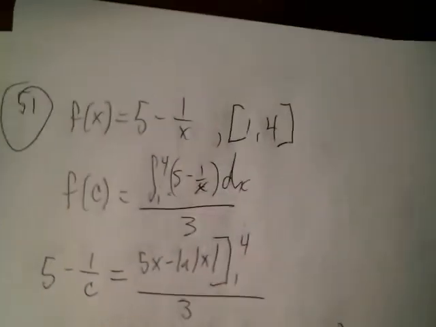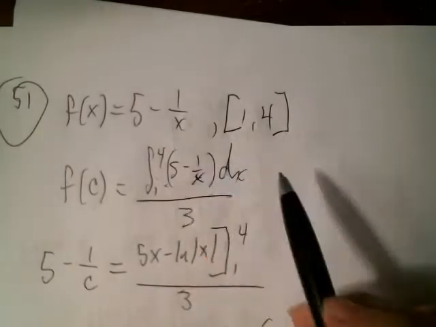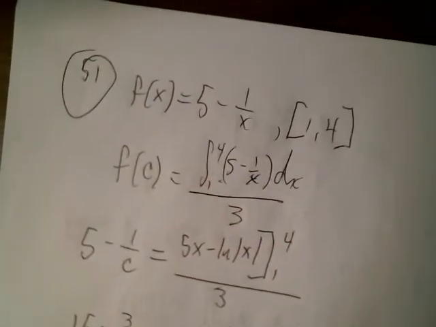Please note that we needed continuity for this to work on the interval from 1 to 4, and certainly this function is continuous there. It's only discontinuous at 0. And so those are the kinds of problems. Now we hit the second fundamental theorem of calculus, and we can apply the mean value theorem for integrals here to prove it.